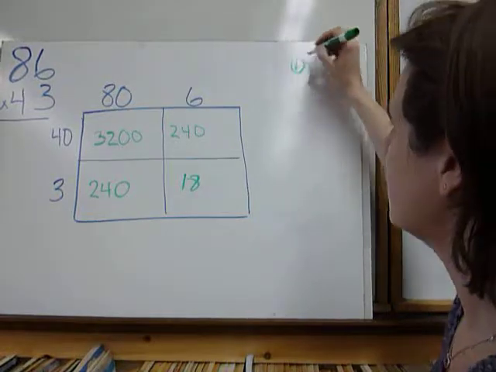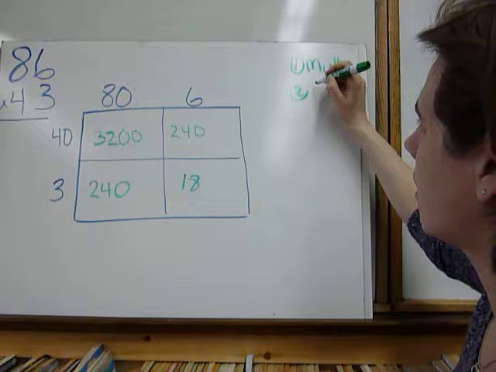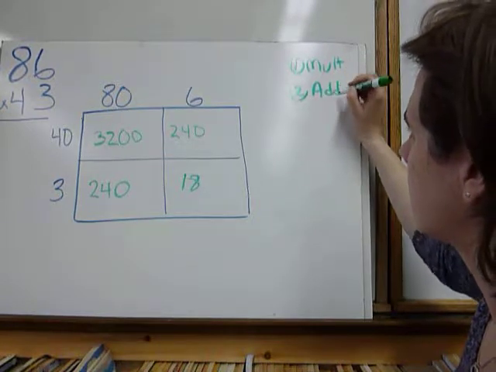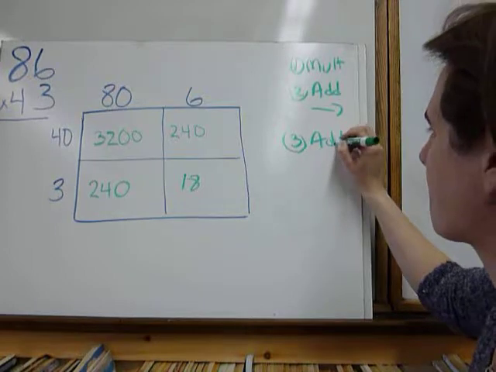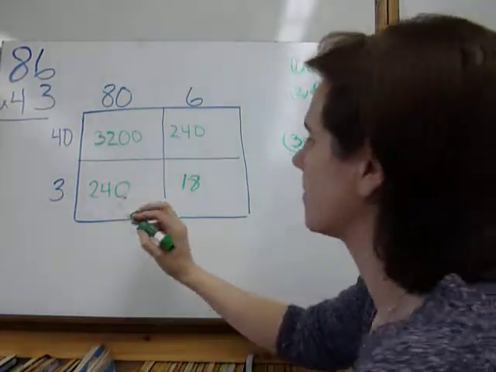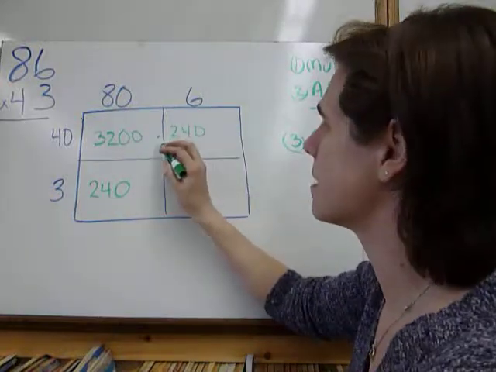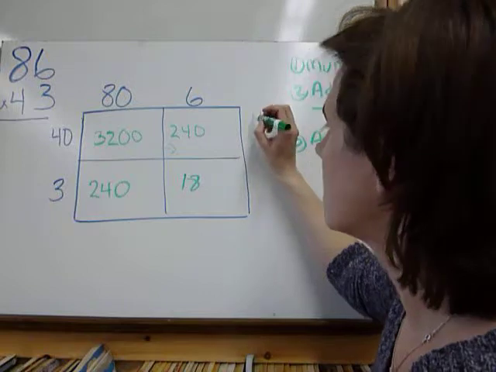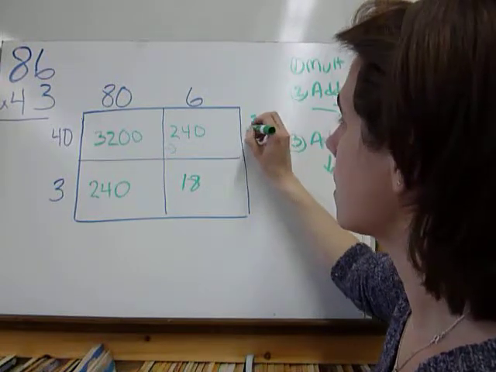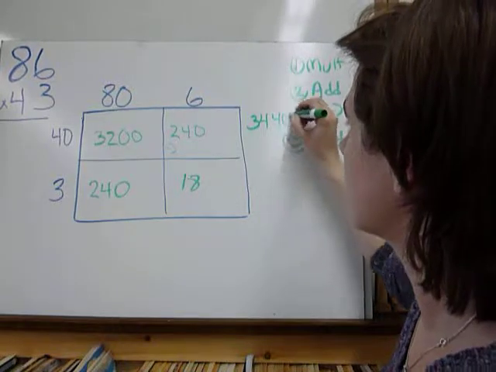So we multiplied. We're going to add across. And thirdly, we will add down. So let's see, I've got one out of the 3 steps done. Let's multiply. Let's add across. 2, 2, 2, 3, 4, 4, 0.